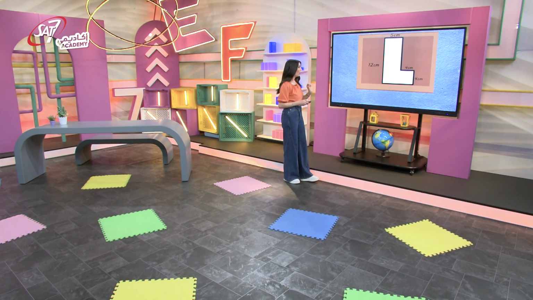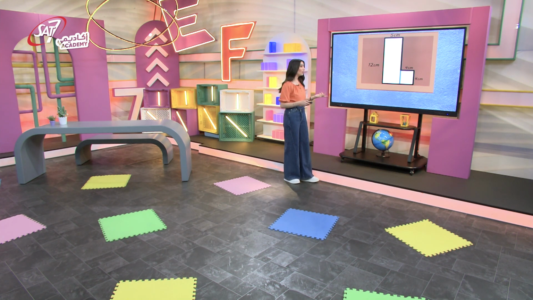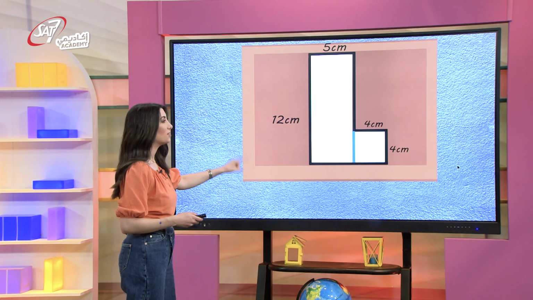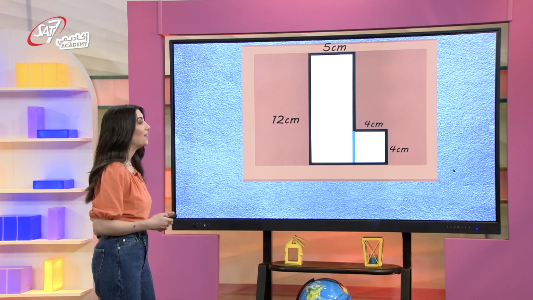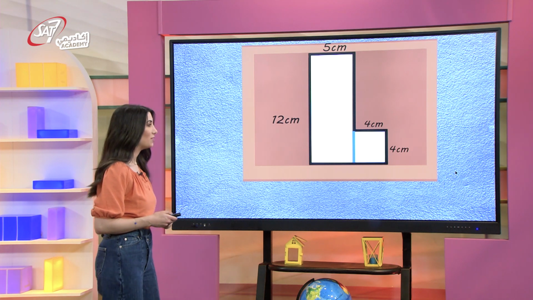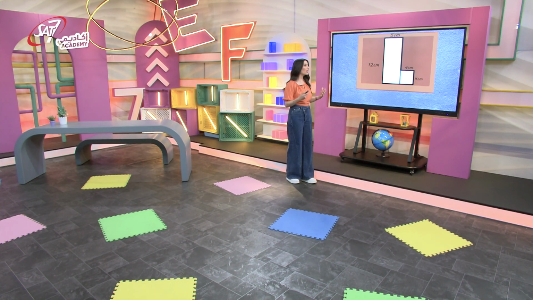If we draw a line, we can see that there are two shapes here instead of one. What are they? The first has a length of 12 centimeters and a width of 5 centimeters. It's a rectangle. And the second shape has a length and width of 4 centimeters. It's a square. If we find the area of each shape separately and then add them together, we will end up with the area of the whole canvas that Lara will fill with small pieces of mosaics.